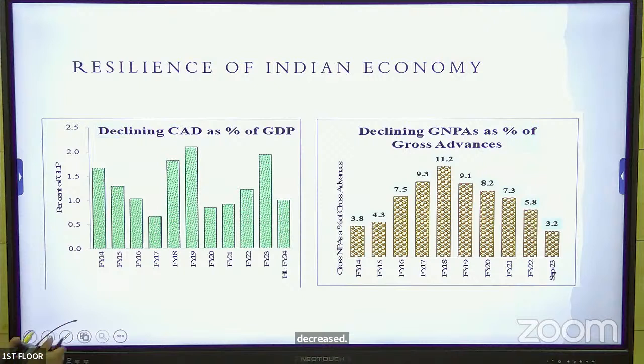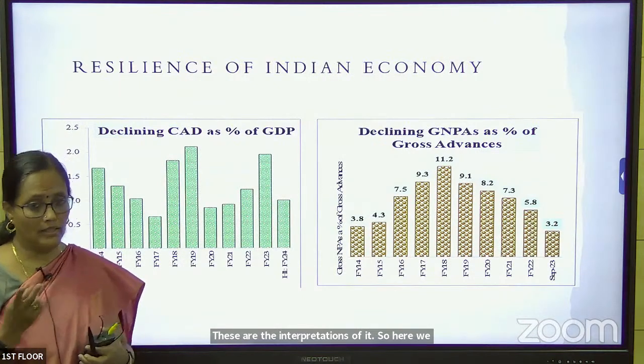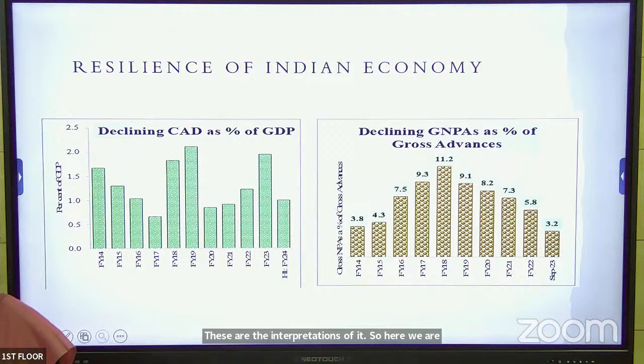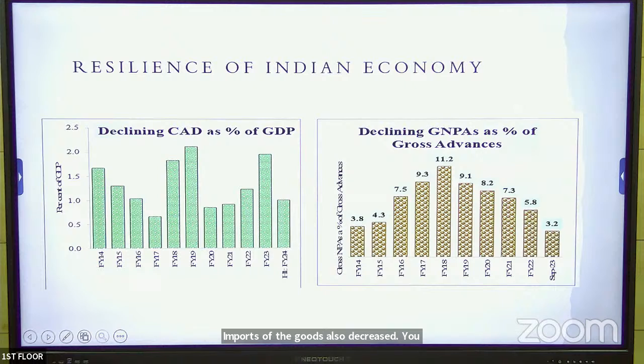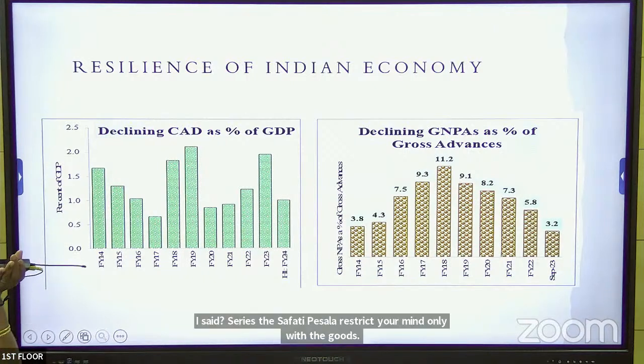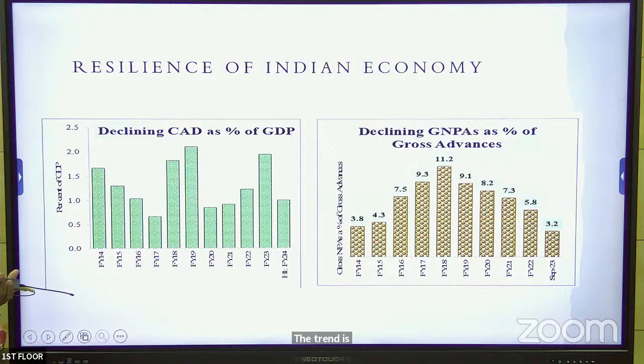So here we are seeing that there is a trend. Exports of the goods decreased. Imports of the goods also decreased. You understood what I said? Restrict your mind only to the goods. The trend is exports and the imports. Imports is higher, exports is lower, which is why the deficit in current account has happened.